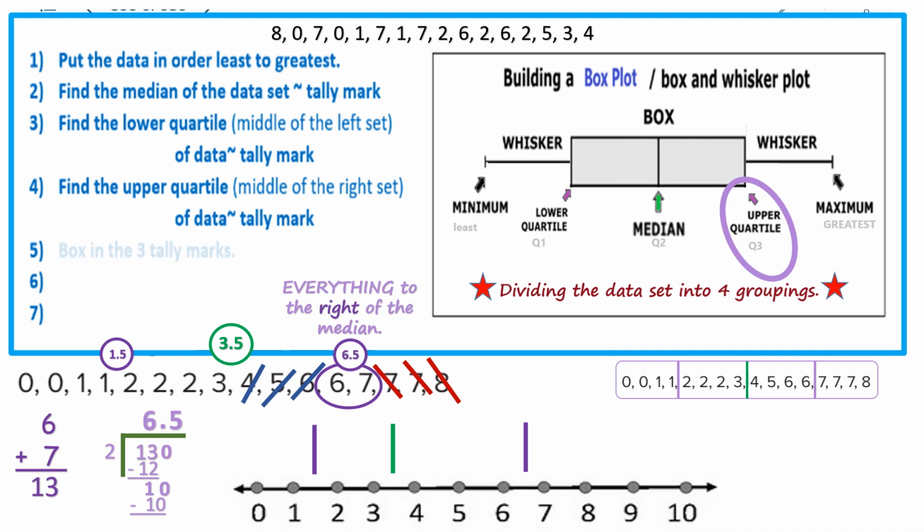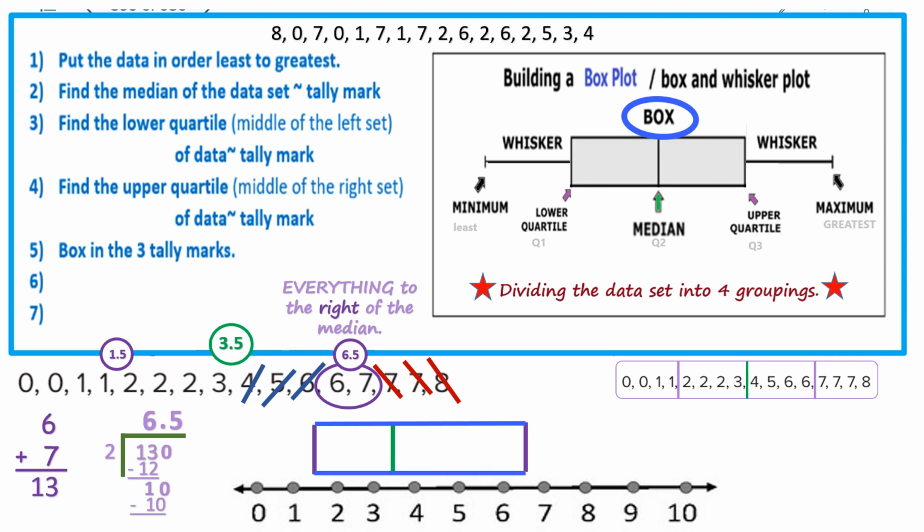But now I want to do step 5, and step 5 tells me now I'm going to take those 3 tally marks and I'm going to box them in. And that one's really easy. I'm going to connect my top of my 3 lines, and then I'm going to connect the bottom of my 3 lines.